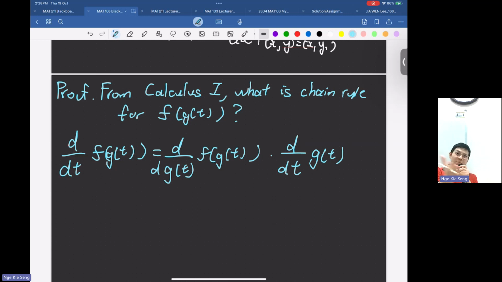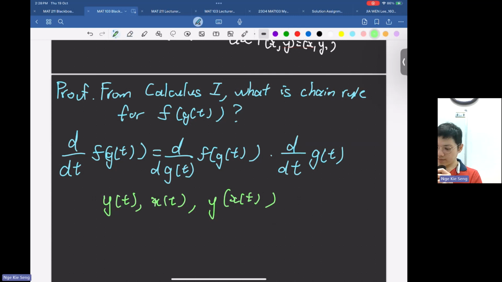So how do we apply this to our case here? What are our f and g(t)? What f and g(t) do we need to pick? We are looking at y(t), x(t), and y(x(t)) in our case. Correct or not? So we have these two parametric equations, and from the condition we know that y is a differentiable function with respect to x, so we can write y in terms of x, and then x can be written in terms of t. So we have this composition.